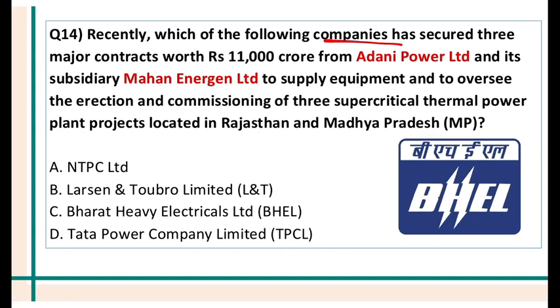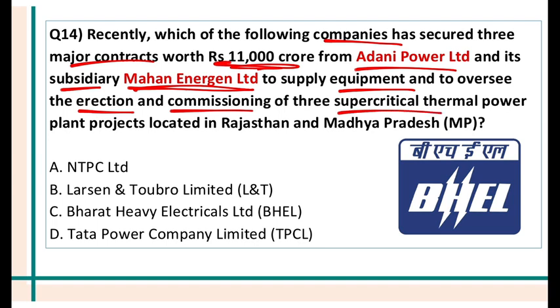Which company has secured 3 major contracts worth 11,000 crore from Adani Power and its subsidiary called Mahan Energen Limited to supply equipment and to oversee the erection and commissioning of 3 supercritical thermal power projects located in Rajasthan and Madhya Pradesh. So 3 thermal power plants are coming up in Madhya Pradesh and Rajasthan, and they will be set up by BHEL. And BHEL has got this big contract from Adani Power, right?